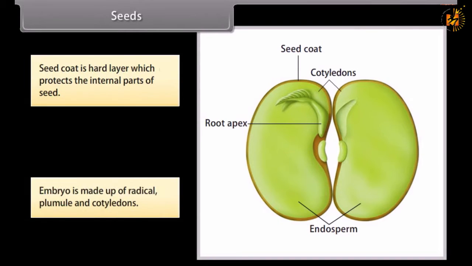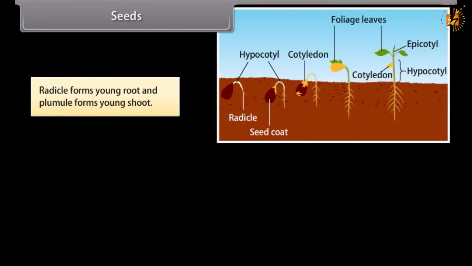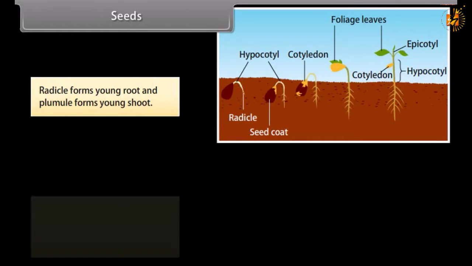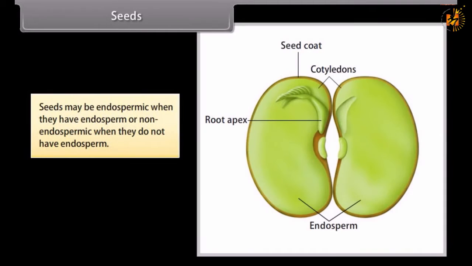Embryo is made up of radicle, plumule, and cotyledons. Radicle forms young root and plumule forms young shoot. Seeds are monocotyledonous when they have one or dicotyledonous when they have two cotyledons. Seeds may be endospermic when they have endosperm or non-endospermic when they do not have endosperm.